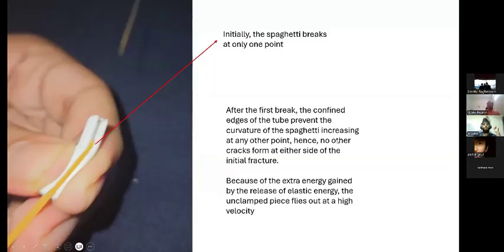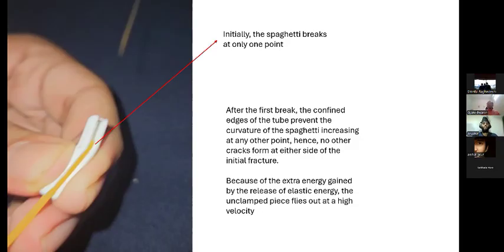Right. So as we saw in the video, initially the spaghetti breaks at only one point. After the first break, the confined edges of the tube prevent the curvature of the spaghetti increasing at any other point, and therefore no other cracks form at either side of the initial fracture. Now, because of the extra energy that is gained by the release of the elastic energy, the unclamped piece, which is not being held down by my hand, flies out at a very high velocity from the other end, and that's exactly why this phenomenon happens. That's why the spaghetti accelerator works.